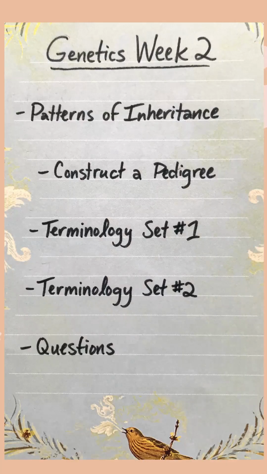We're going to be looking at patterns of inheritance, then we're going to be looking at how to build a pedigree, and then we're going to have two different sets of terminology where we're going to explore some concepts and how they relate to one another, especially as you get to explore how genetics becomes more in-depth and more complex. So let's start with patterns of inheritance.